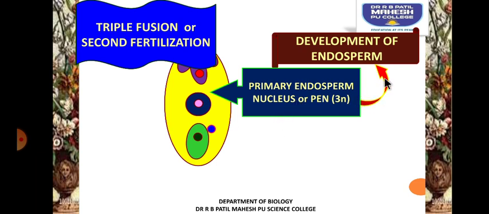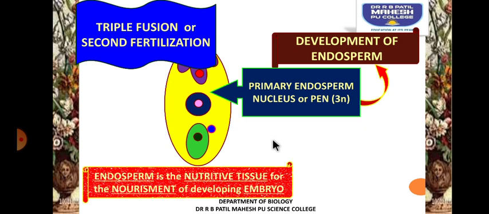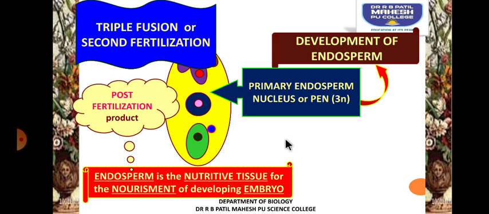Now the primary endosperm nucleus develops into endosperm. Endosperm is a nutritive tissue for the nourishment of the developing embryo. So that is one of the post-fertilization products, which will be a triploid tissue. You have to remember this, as you may get chromosome number related questions on endosperm in competitive exams. Remember that it is triploid, because they may ask the triploid number of chromosomes by giving the haploid or diploid number of chromosomes.